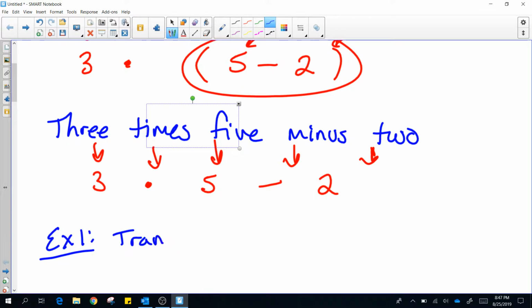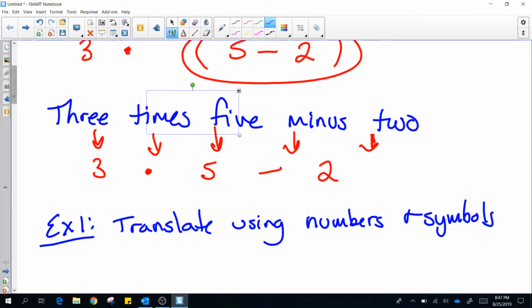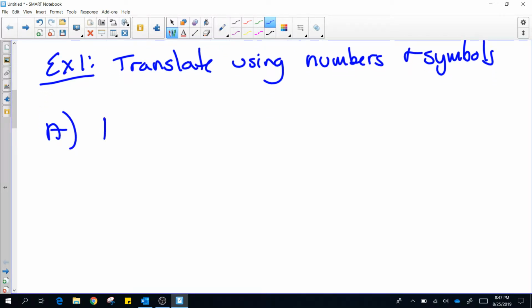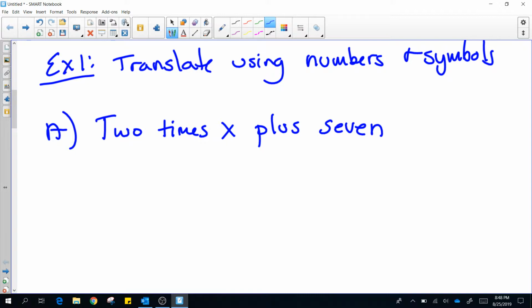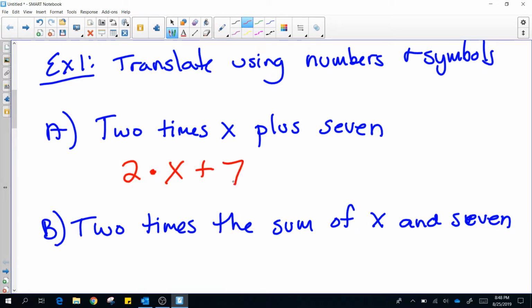So we are going to translate using numbers and symbols. Okay, so for example, if I said 2 times x plus 7, or if I said 2 times the sum of x and 7. Okay, so for A, I'm going to do 2 times x plus 7. So I can also write it without the multiplication, or without the symbol.